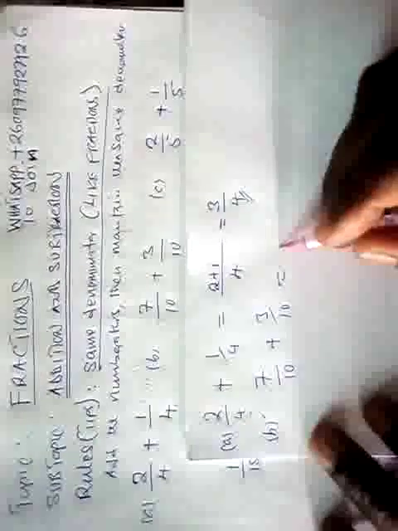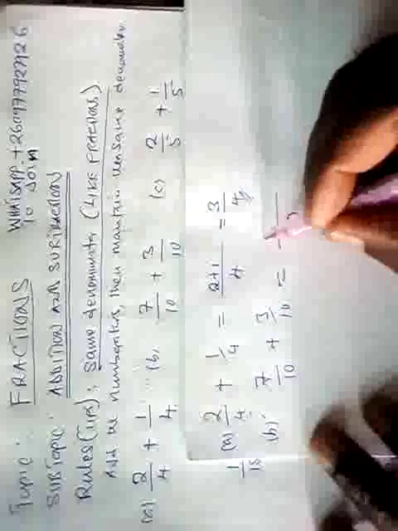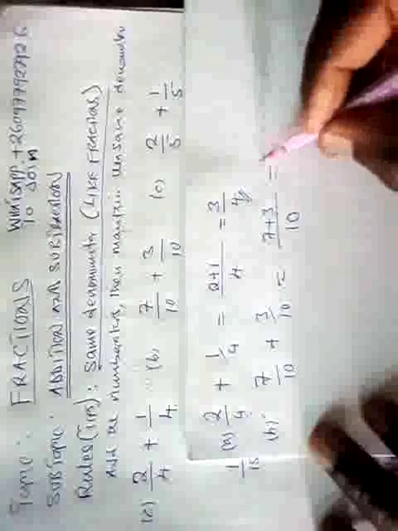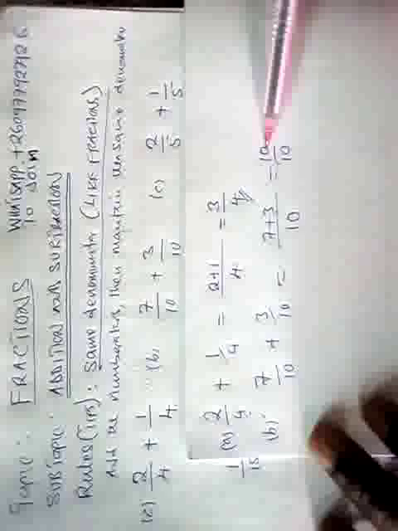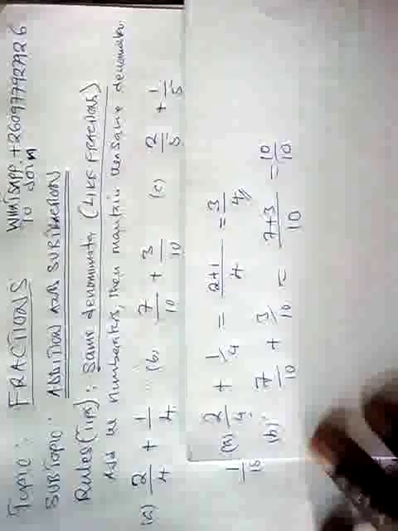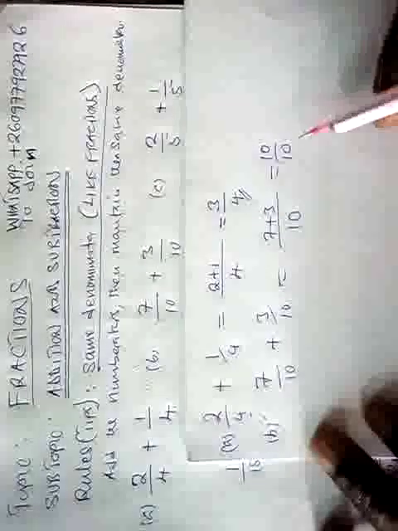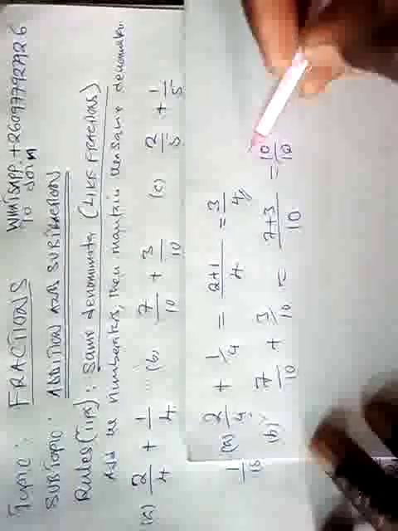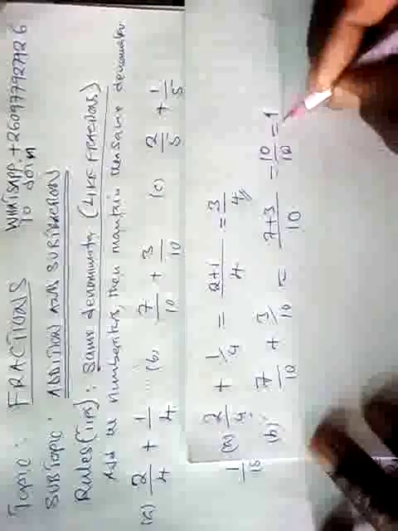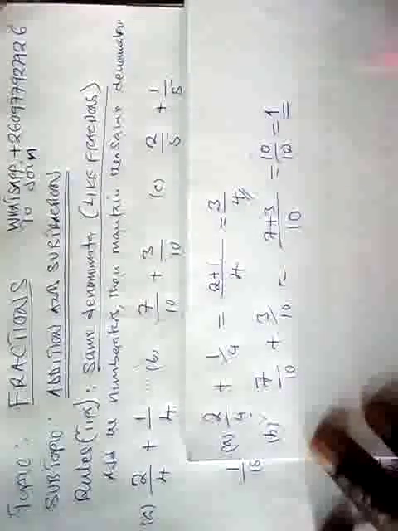So if they are like fractions, we maintain the same denominator. We write it once, then we add the numerators, which is 7 plus 3. Okay, 7 plus 3, it is going to give us 10 over 10. So again, if you have the numerator and the denominator, they are just the same, so the final result is always 1. So how many times can 10 go into the number on top? 1 time. So the answer here is 1.